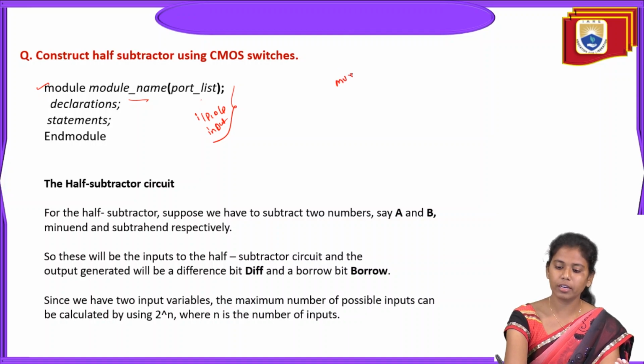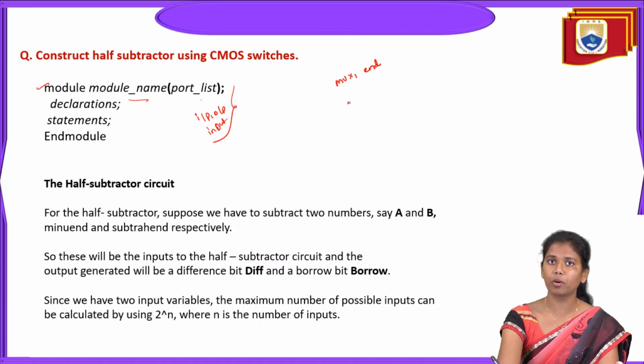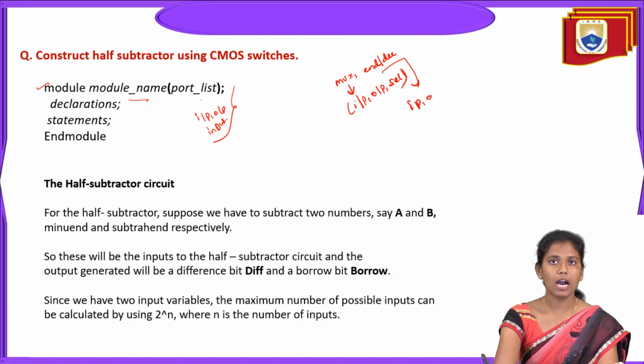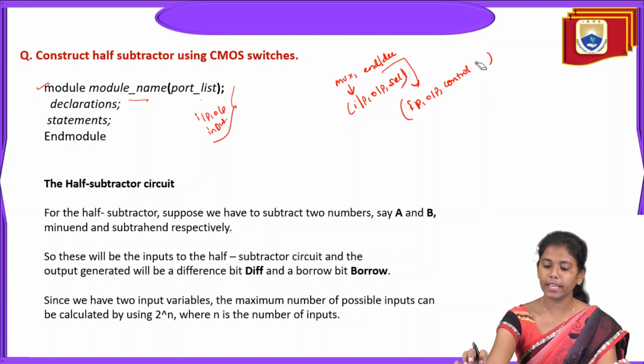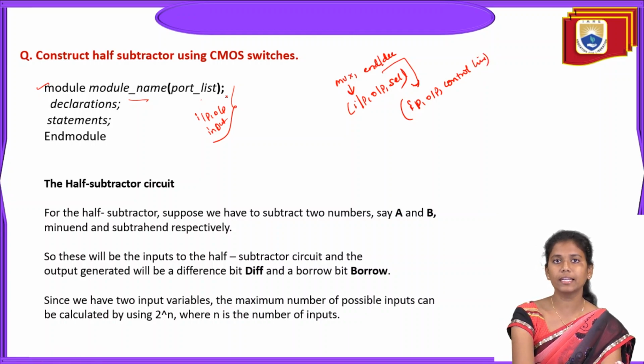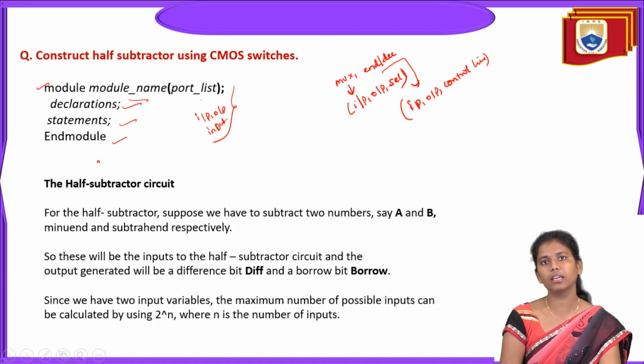In the multiplexers or encoders, if you are considering such types of combinational circuits, remember that in the port list you have to mention the input ports, output ports, as well as the selection lines. When it comes to the multiplexer, or your encoders or decoders, in the port list you must mention the input ports, output ports, as well as the control lines. Based on the control lines, you can get the enable pins and you can get the output as well. So this is what the port list contains, and then the declaration statements, and finally end module.